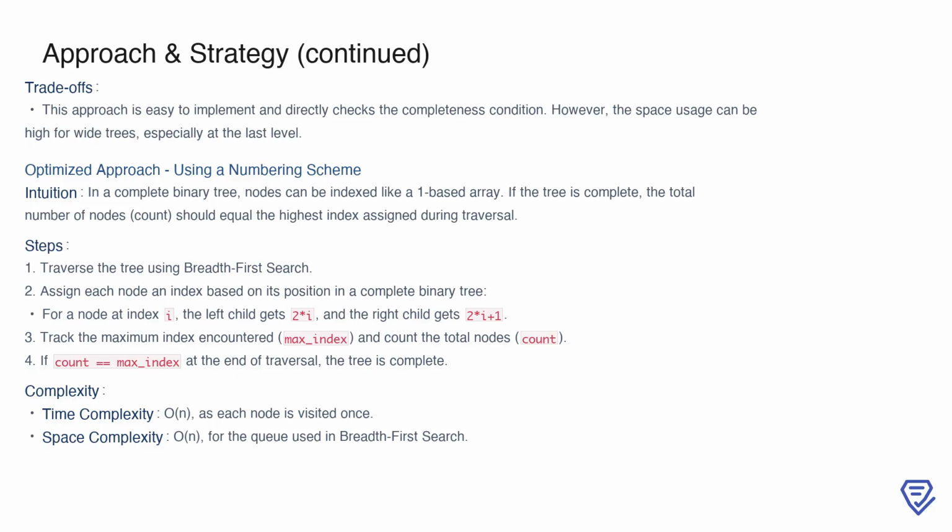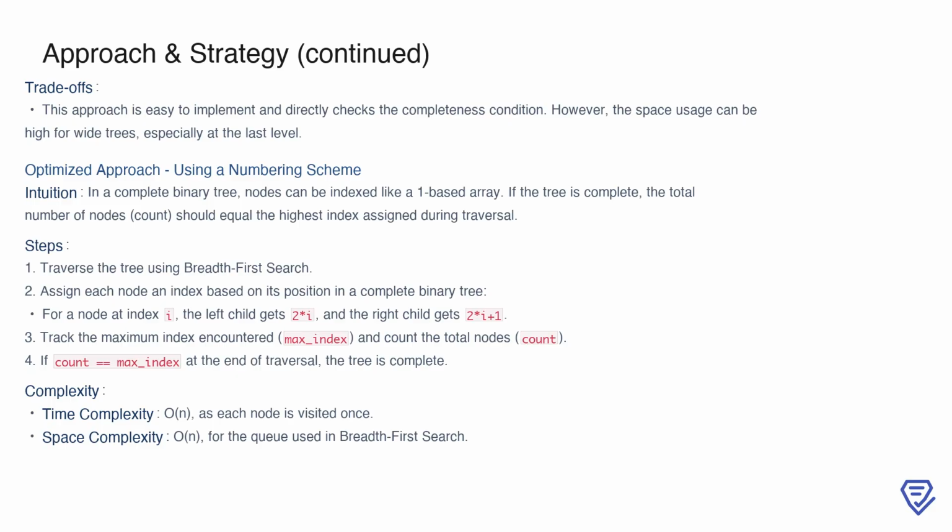If the tree is complete, the total number of nodes will match the highest assigned index. To implement this, we again use a breadth-first search. Each node is assigned an index based on its position, where the left child of a node gets 2*i and the right child gets 2*i plus 1. Throughout the traversal, we track 2 values, the total number of nodes and the maximum index encountered. If these 2 values are equal at the end of the traversal, the tree is complete.